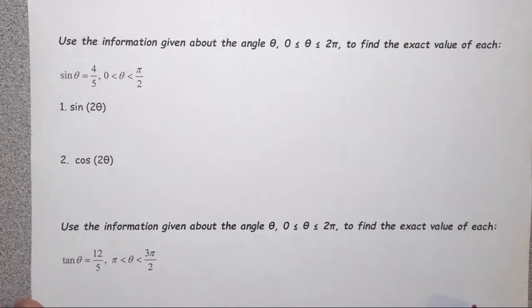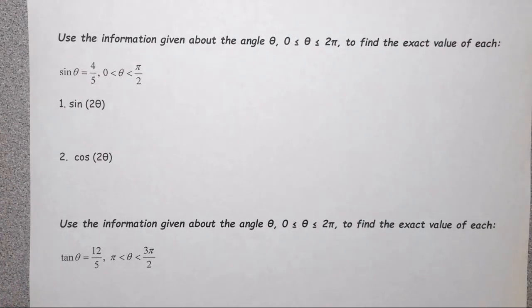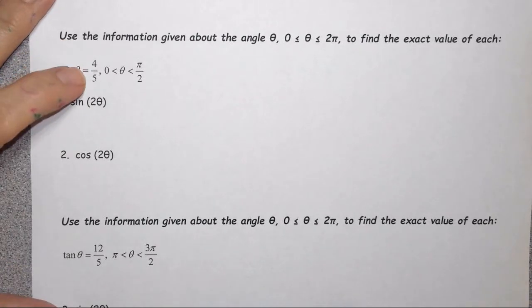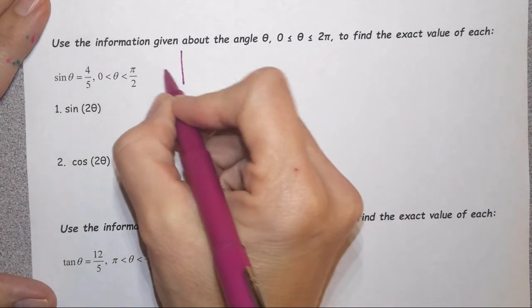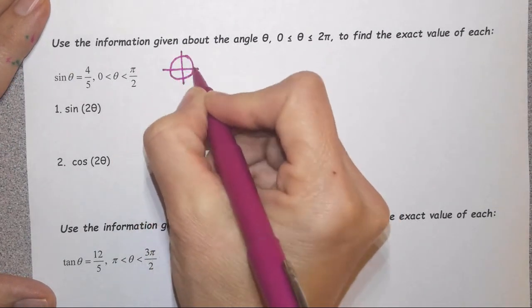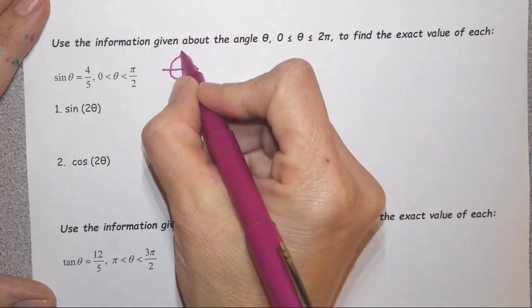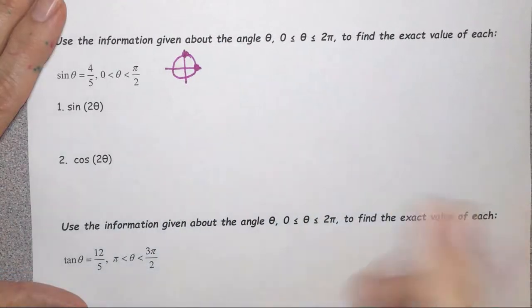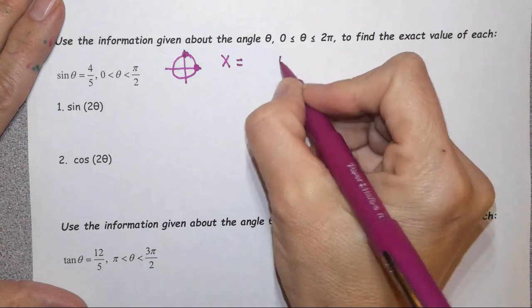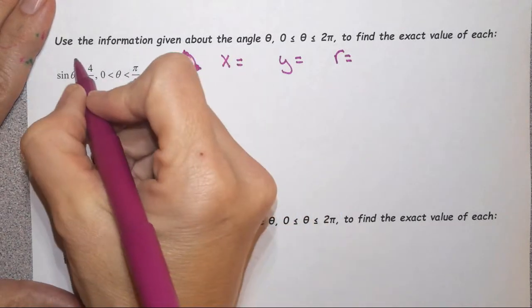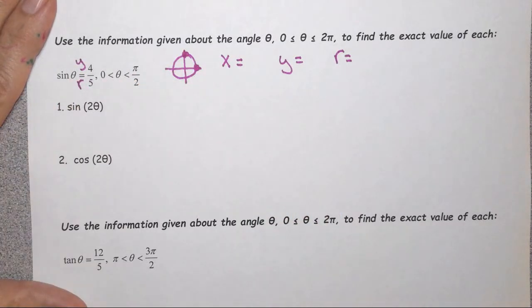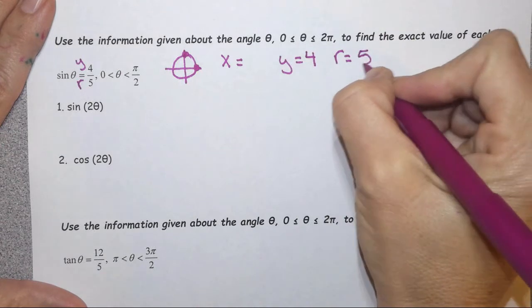It says use the information about the angle theta, where theta is between 0 and 2 pi, to find the exact value of each. They tell me that sine theta is equal to 4 over 5 and that theta is between 0 and pi over 2. So that means theta is between 0 on the circle and pi over 2, which puts me in quadrant 1. In quadrant 1, everything is positive. They gave me sine, so they gave me the y, and they gave me the r. So y is equal to 4, and r is equal to 5.